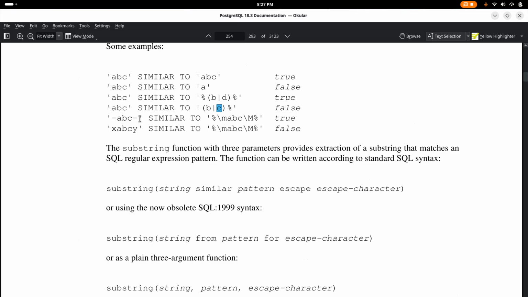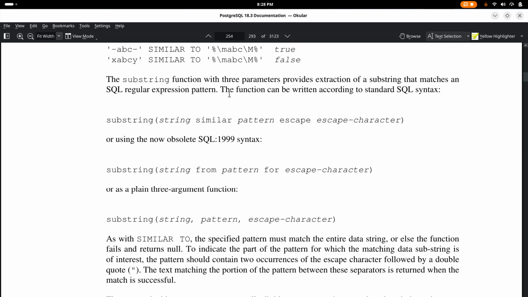Then we have '-abc-' SIMILAR TO '%\mabc\M%'. The first percent sign will match the minus, \m and \M with abc will match the word boundaries of abc, and then the final percent sign will match the minus. Let's see why this one does not match. It's because the word boundary means abc should be surrounded by non-alphanumeric characters, but we don't have that. We have the letters x and y, so it won't match.